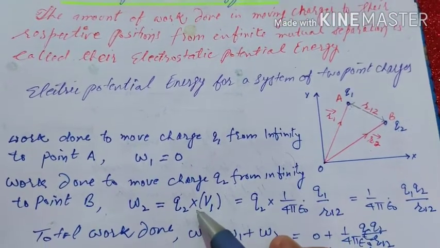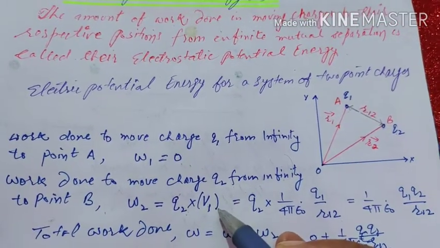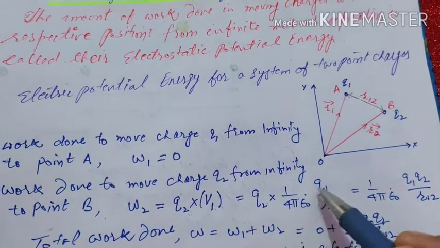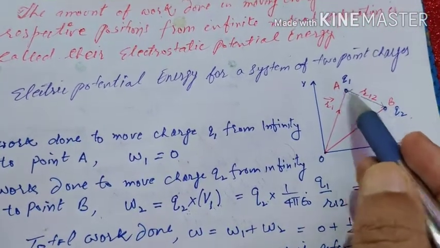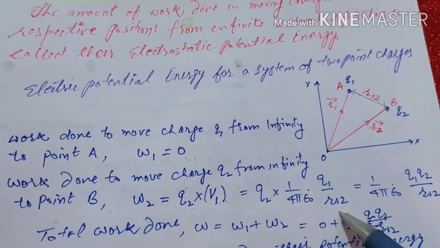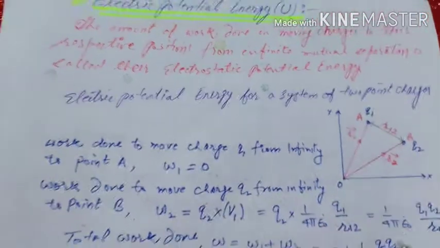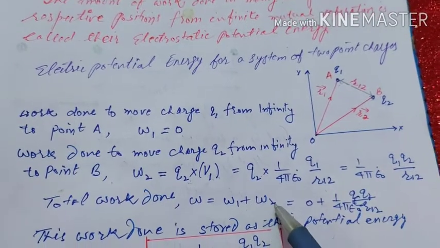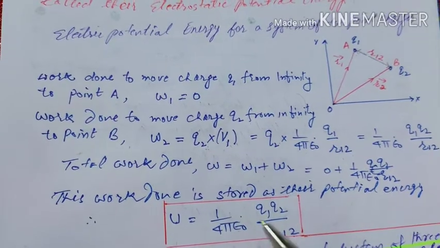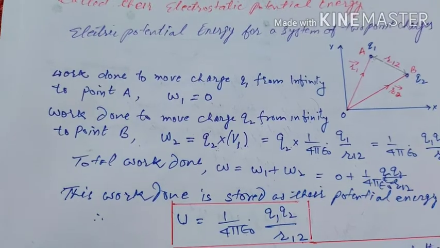We know that work done is charge into potential. Charge is Q2 and the potential of Q1 is V1. For potential, it is 1 by 4 pi epsilon naught, Q1 by the distance between the two, which is R12. So this will become W2 equals 1 by 4 pi epsilon naught, Q1 Q2 by R12. So the total work done is W1 plus W2, and this work done is stored as its electric potential energy, or electrostatic potential energy.